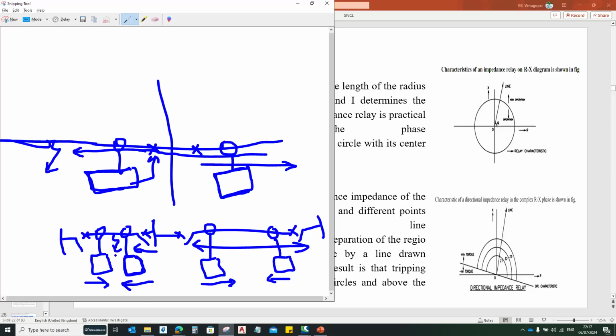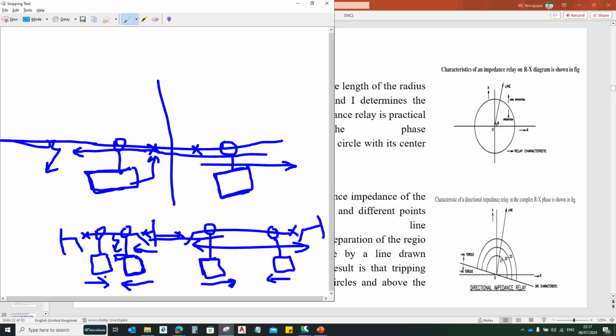But in this case, if you consider the fault, the fault current will extend in this direction, but this relay is meant to operate for the forward direction. As this is the reverse direction, this will not operate, only this circuit breaker will operate and trip. Okay. So at that time, how can the relay understand the direction?